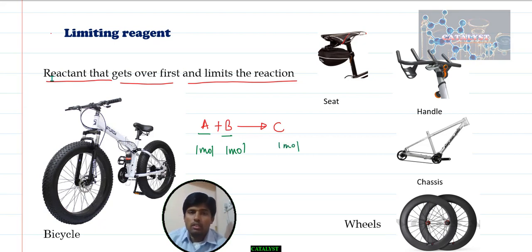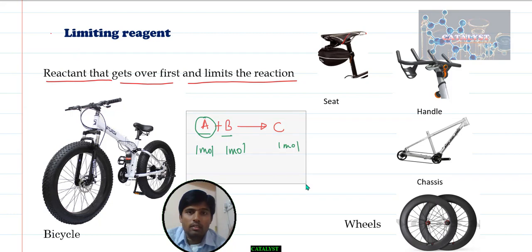Now suppose instead of taking 1 mole, I take only 0.5 mole. Then what happens is that the reaction is limited by reactant A. So we may not get the quantity of C as expected. That means the quantity of C obtained will not be the same as the quantity predicted by the stoichiometry here. So let us understand this by taking a small example.